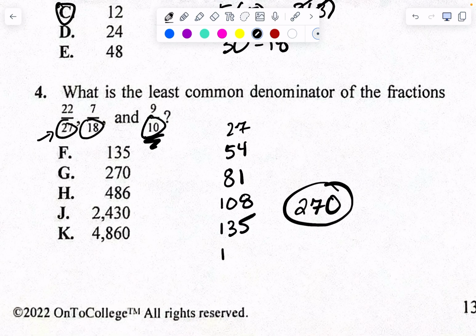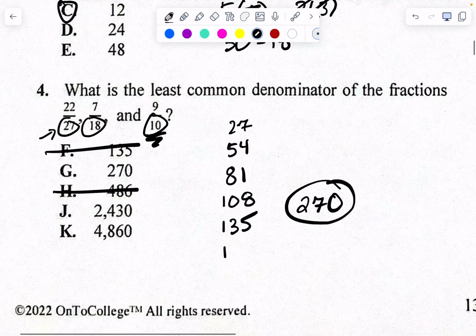Look at the answer choices. That's not going to be it because it's not divisible by 10. So this is one where I would work backwards. Start with 270. Make sure that that's divisible by all 3 of them. And if that's true, then that's your answer choice. That was stupid. We should have worked backwards.